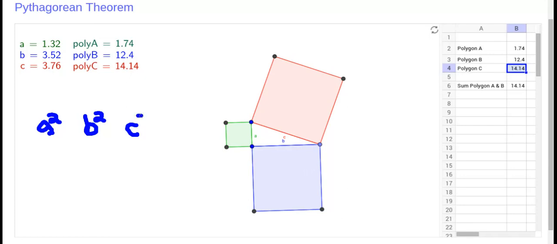And what we'll find is, no matter how I move this around, that the polygon A area, the green space, plus the blue space will always equal the red space. And that's because A squared plus B squared is equal to C squared.